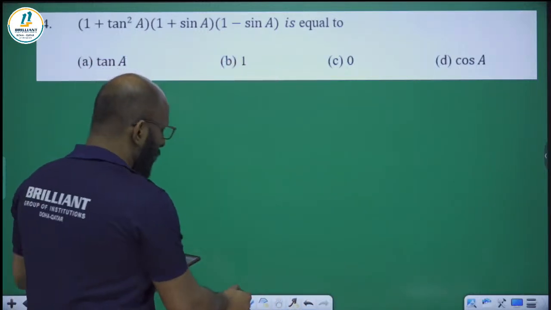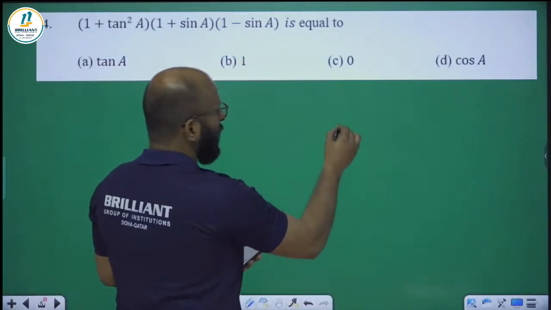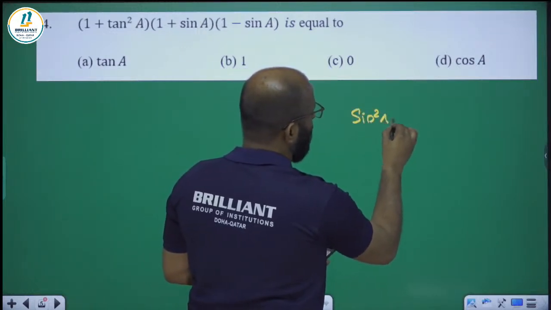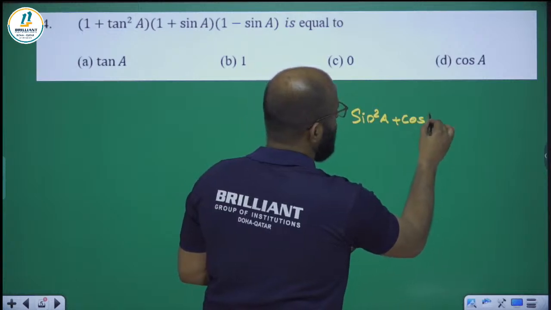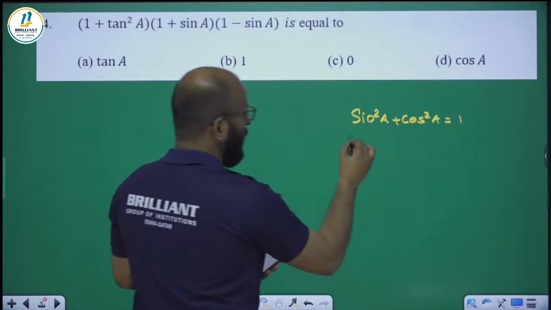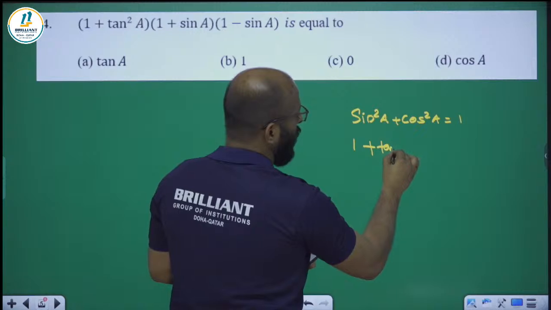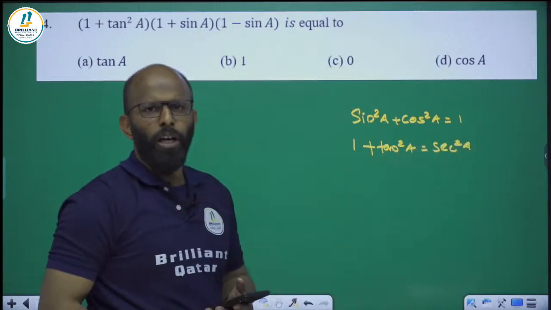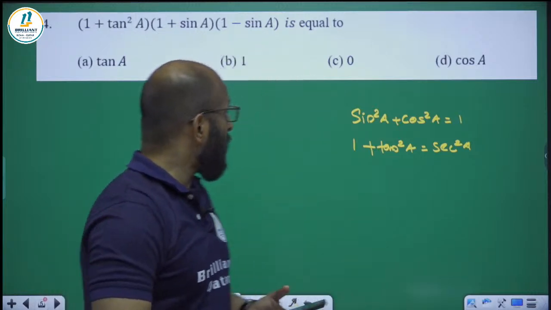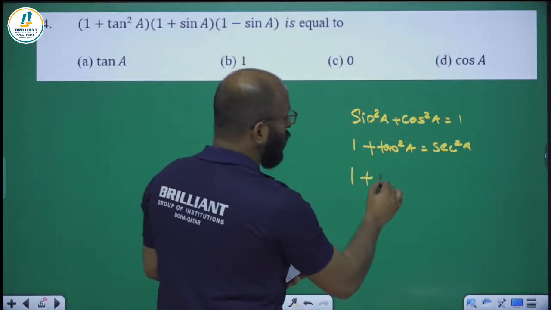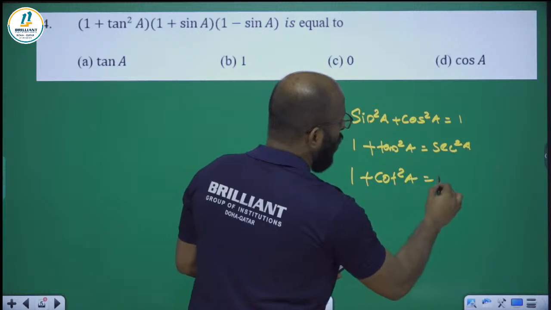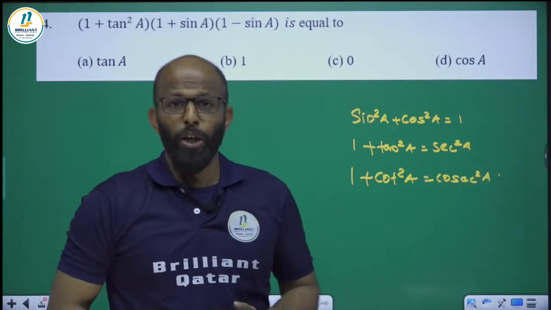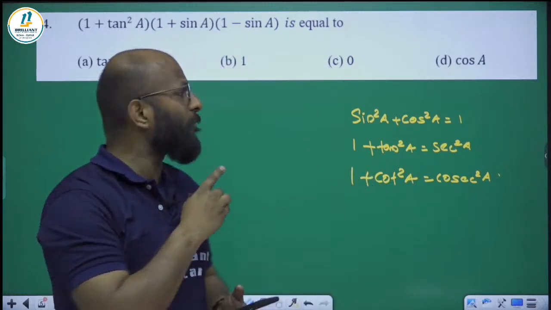So we know the identities, right? There are 3 identities we have studied. The first one is sine square A plus cos square A is equal to 1. The second one is 1 plus tan square A is equal to sec square A. The third identity is 1 plus cot square A is equal to cosec square A. Using these 3 identities, we can easily find this answer.